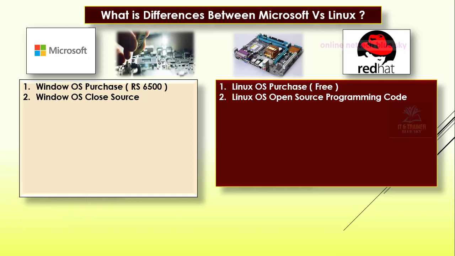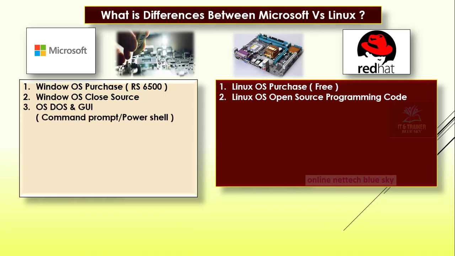You enter your command technology, you enter commands in your scripting file, so you can change different types of options in a command line system. Okay, so third is OS: DOS and GUI, command prompt, PowerShell.